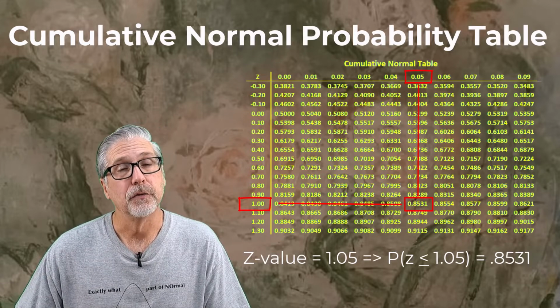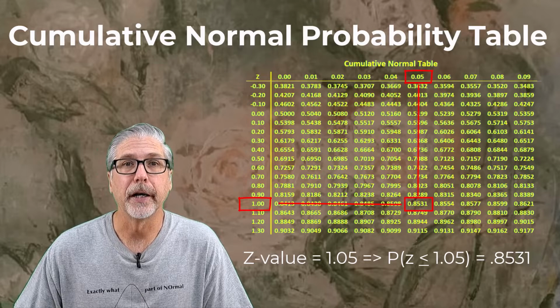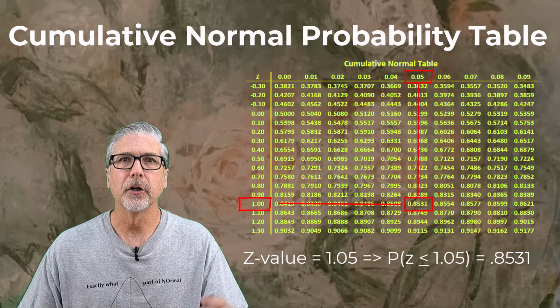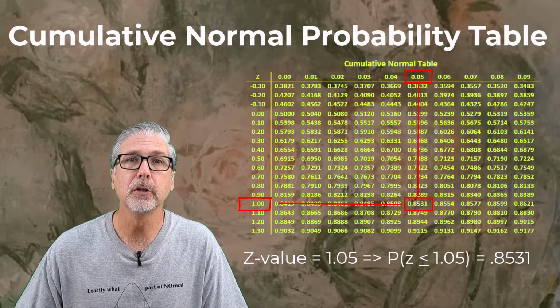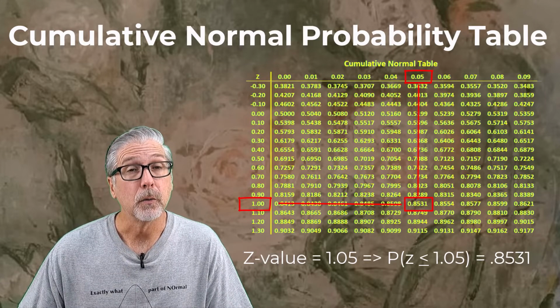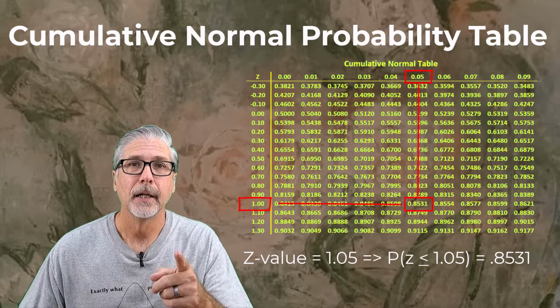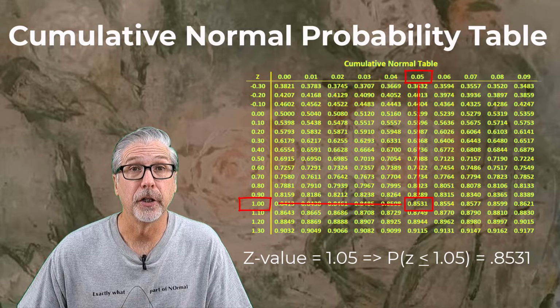The challenge is, of course, I'm not always going to ask you to find less than or equal to probabilities. What if I want you to look at a greater than probability? How about the probability between two z-values? Well, we can use cumulative probabilities, but we have to get clever with them. Let's take a look at an example, and I'll show you how to do this.